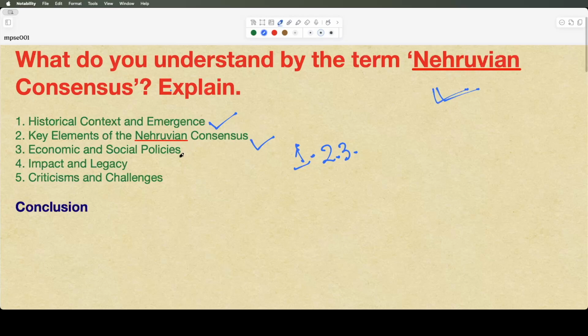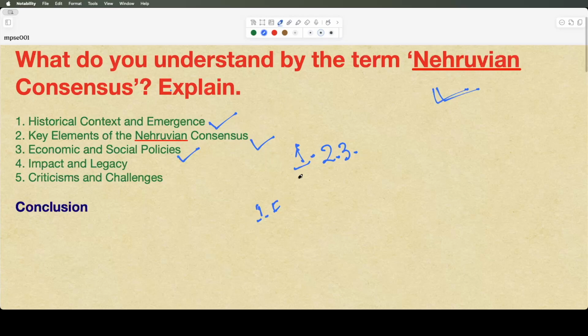Third, we have economic and social policies. First is economic planning. Nehru's approach to economic development was heavily influenced by the Soviet model of planned economy. The Planning Commission was established to formulate and oversee the implementation of the 5-year plans. These plans focused on infrastructure development, industrialization, and self-reliance. Heavy industries such as steel, machinery, and energy were prioritized to create a strong industrial base.